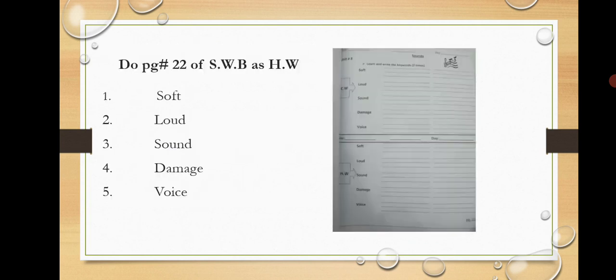Okay, now take out your school workbook and do page number 29 of your school workbook as homework. The keywords are given. The first word is soft, second word is loud, third word is sound, fourth word is damage, fifth word is voice. So you have to write the keywords two times on the page.